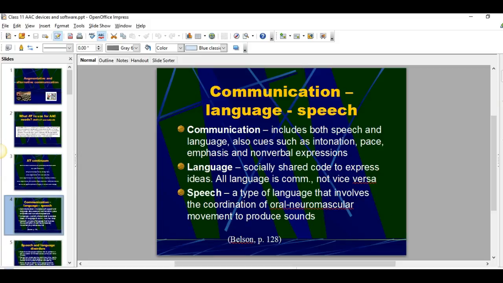Communication, there's a difference between communication, language, and speech. Communication includes both speech and language, and also includes cues such as intonation, pace, emphasis, and nonverbal expressions. Language is the code that is socially shared to express ideas. Our language is communication, and not vice versa. Speech is a type of language that involves the coordination of oral and neuromuscular movement to produce sounds.